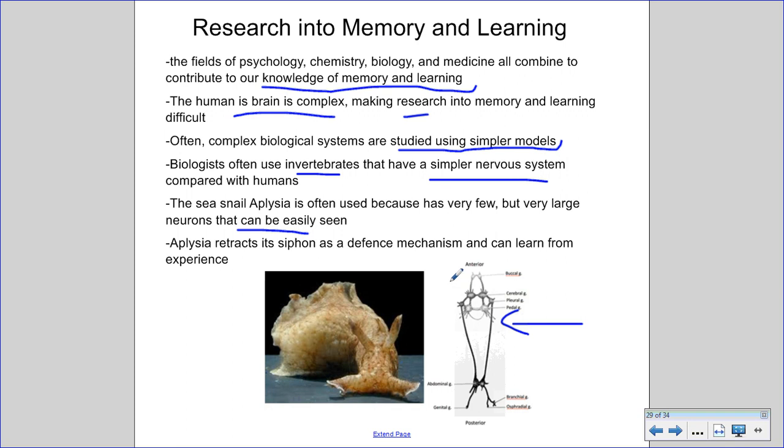The way the sea snail gets used is that it has a structure called a siphon that it will retract when stimulated or when poked, and it will retract this as a defense mechanism and can actually learn from experience. So stimulating different parts of it can allow it to learn from experience, and stimulating different parts can figure out which neural pathways get activated in retracting that siphon.